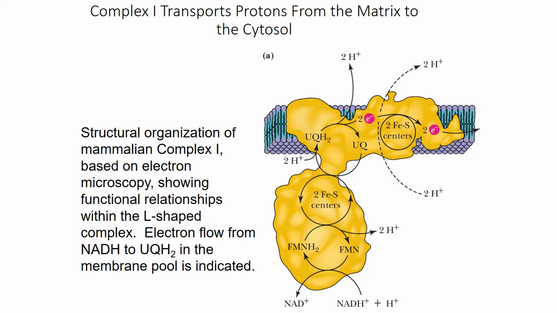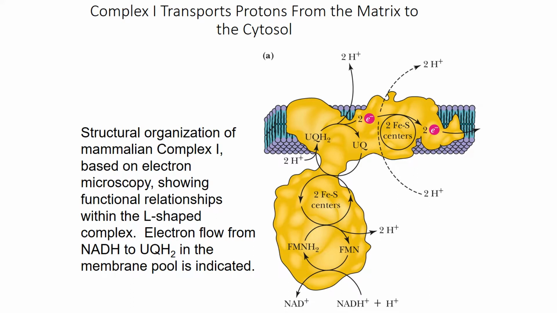Finally, the iron-sulfur center transfers 2 electrons to ubiquinone, coenzyme Q, same thing. This is a mobile electron carrier. It can diffuse freely in the hydrophobic core of the inner mitochondrial membrane, and it can also shuttle electrons from complexes 1 and 2 to complex 3.